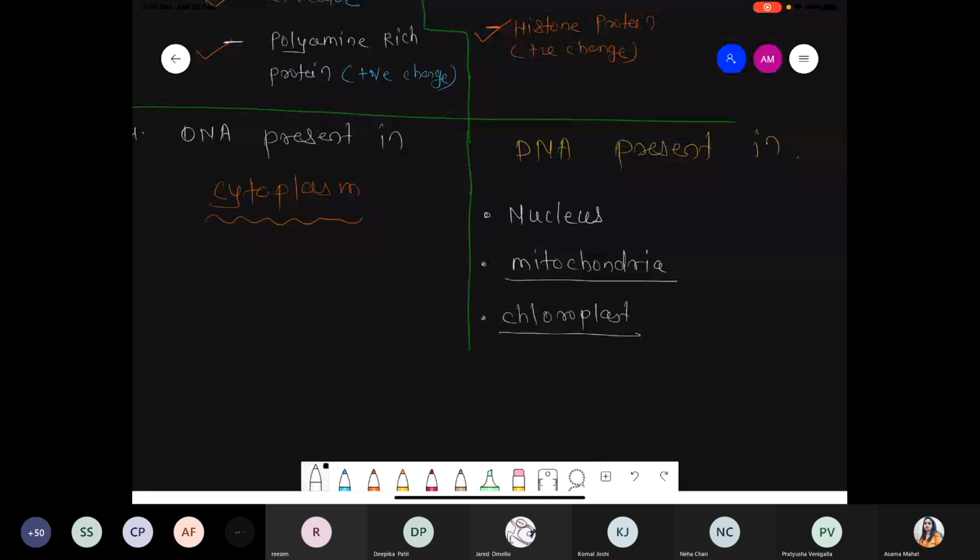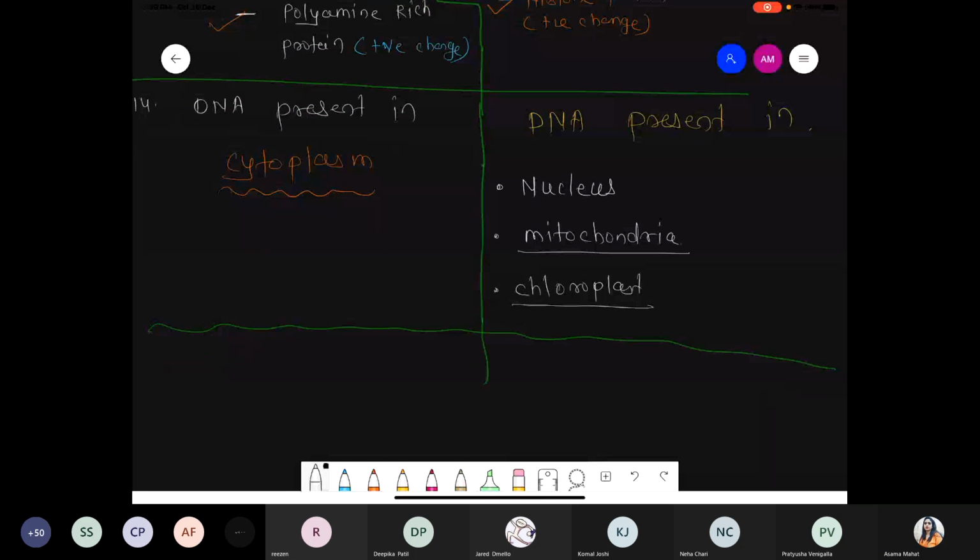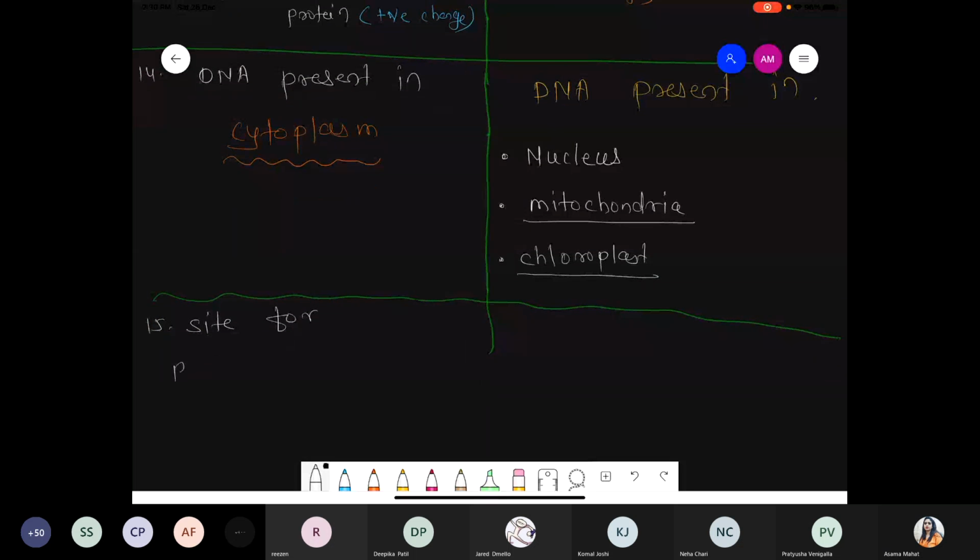Okay? So last point, with respect to site. Site for, first of all, site for replication, then site for the transcription, and the last one, site for the translation.